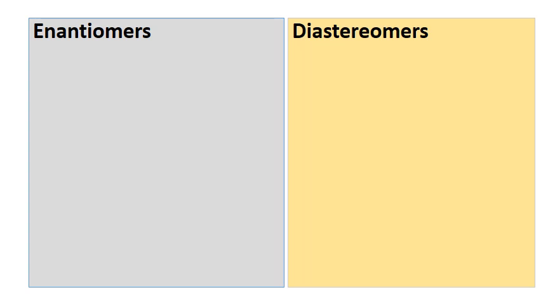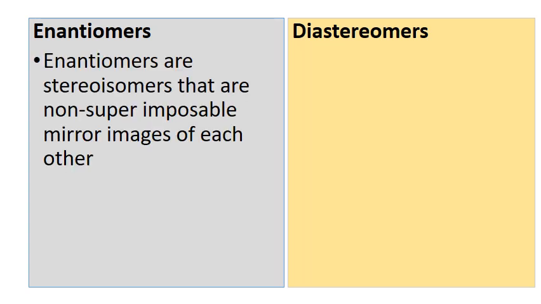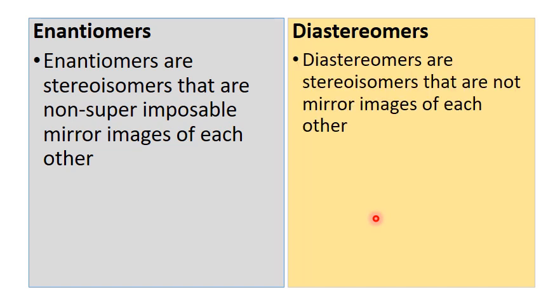I have charted the main points here. You just note down the things. Enantiomers are stereoisomers that are non-superimposable mirror images to each other. Diastereomers are stereoisomers that are not mirror images to one another.